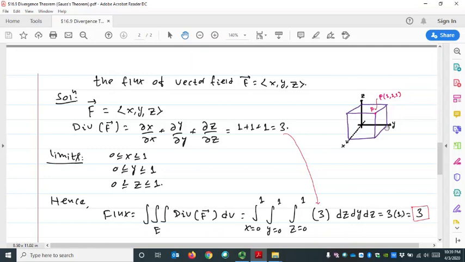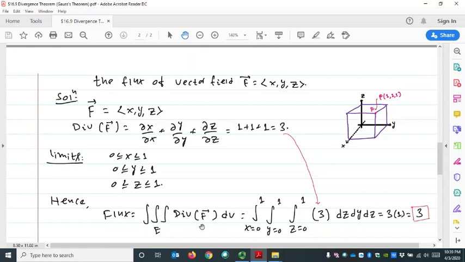All the edges are parallel to the coordinate axes. Then our vector field is (x, y, z). Compute the divergence of F, which is 3. The limits are x between 0 and 1, y between 0 and 1, z between 0 and 1. Then the flux equals the triple integral over E of the divergence of F dV.